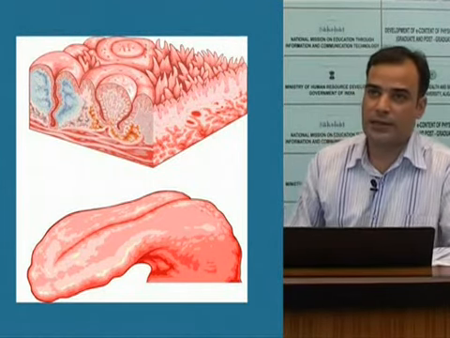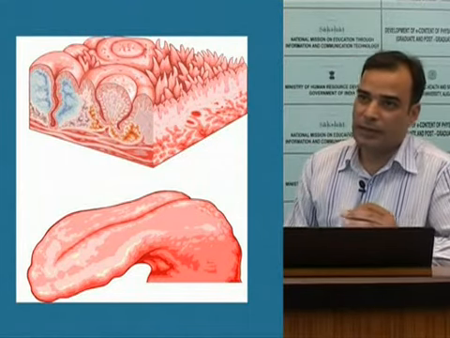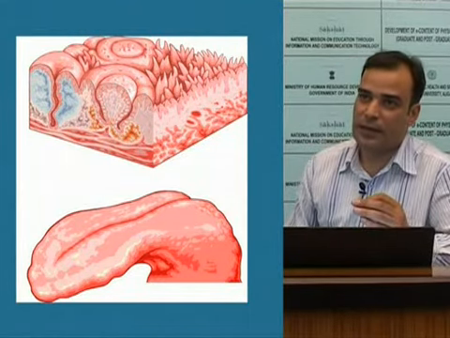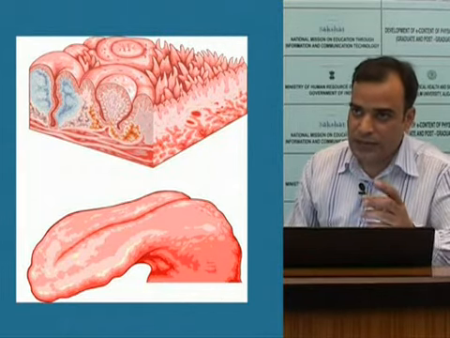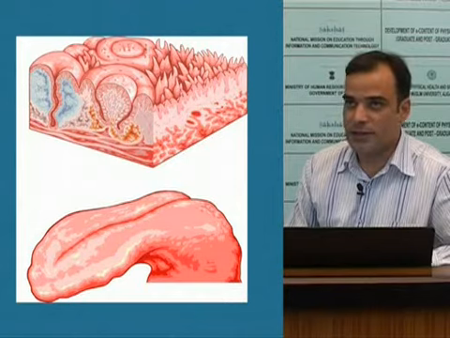Here you can see the diagram of the tongue showing the fungiform papillae on the tip and the margins, the filiform papillae, and the largest circumvallate papillae in the V-shaped form at the posterior of the tongue.